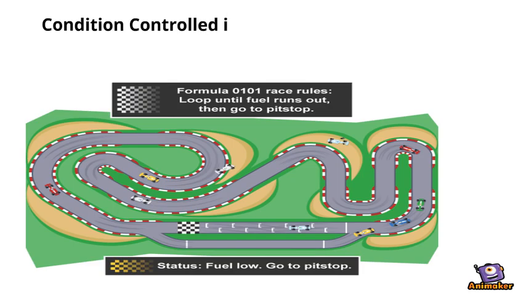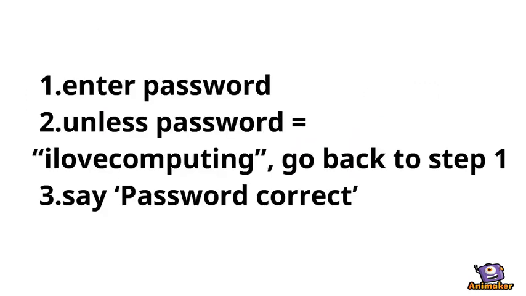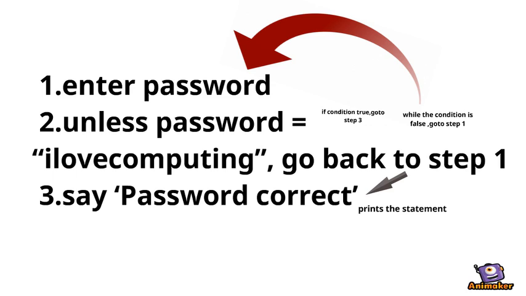Condition-controlled is a loop where iteration continues while a condition is met. In this example, the algorithm tests a condition. If true, it prints the statement. While the password does not match, it loops back to the beginning of the algorithm.